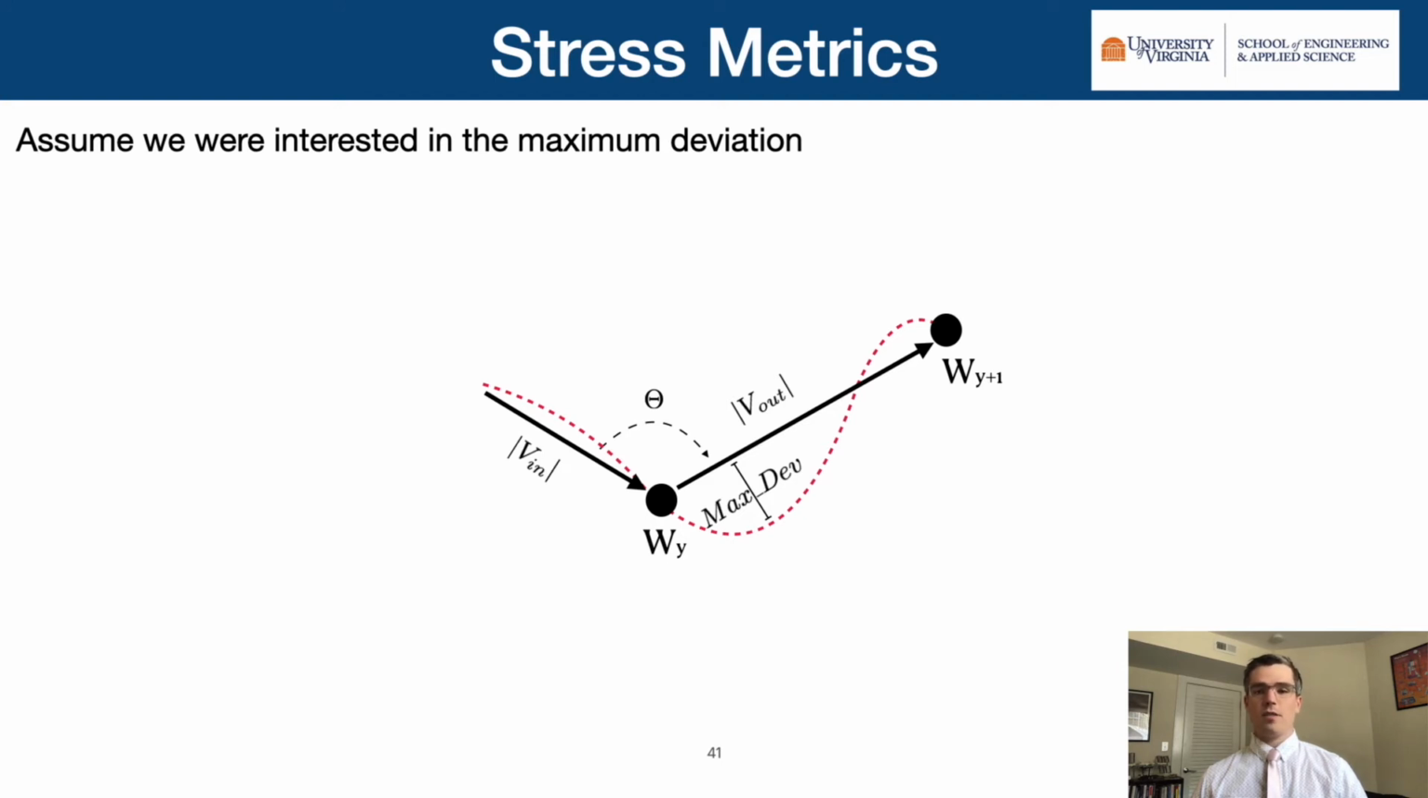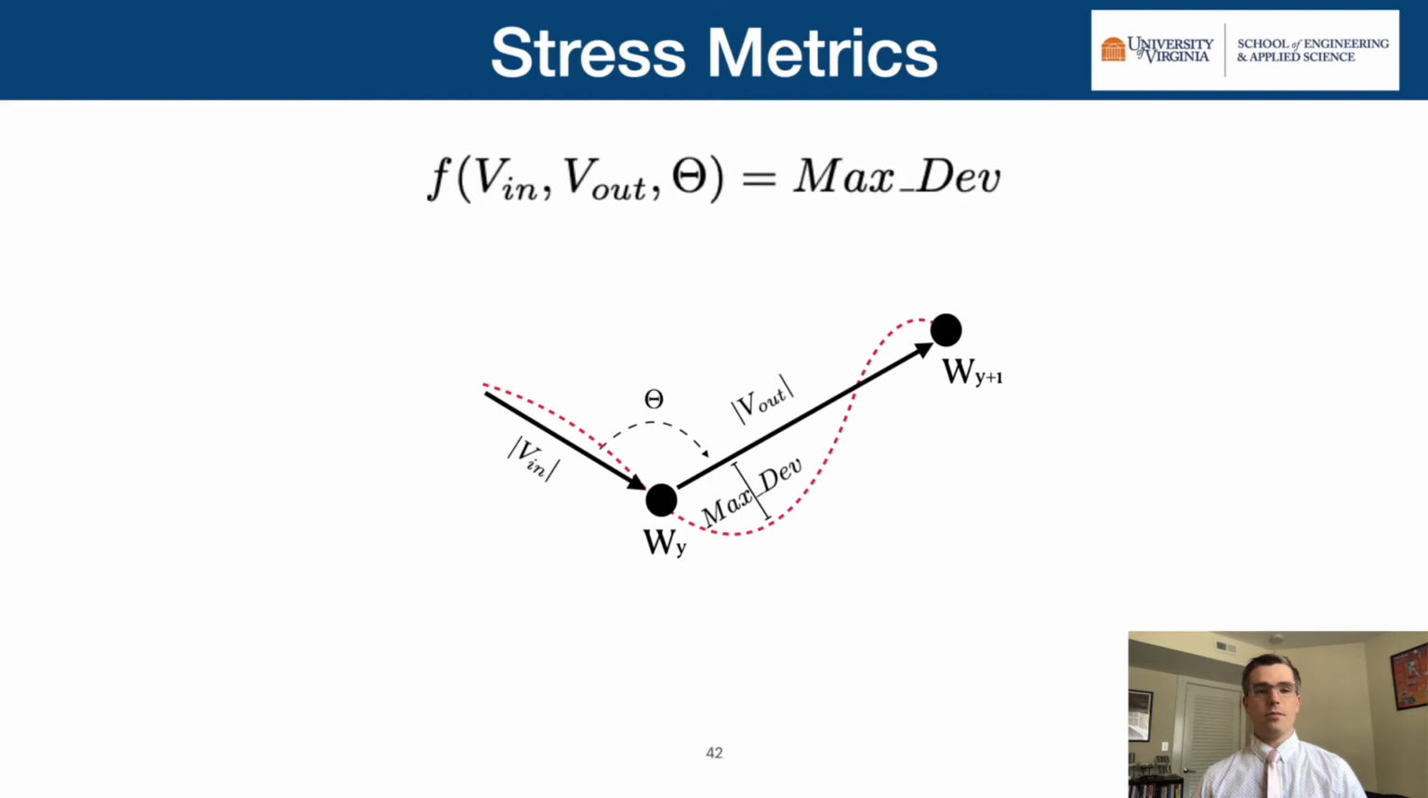We know the expected velocity into the waypoint, v in, we know the expected velocity out of the trajectory, v out, and we know the angle between the two trajectories, theta. Thus, all we need is a function f, which in the problem statement we call a score function, that takes in these measurements and predicts the maximum deviation.